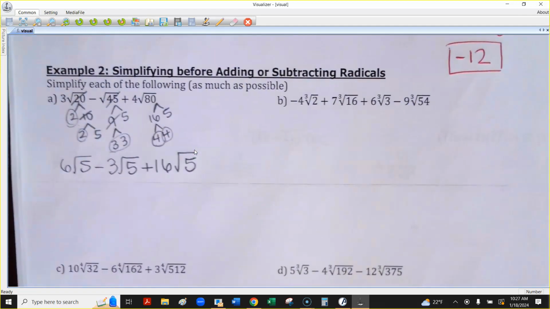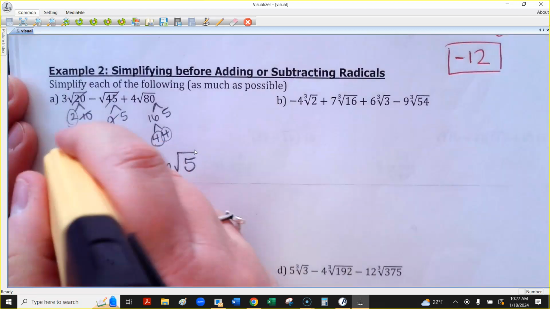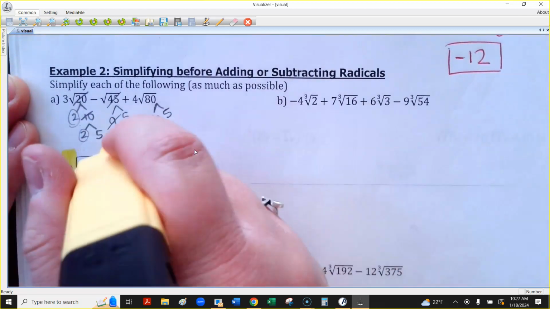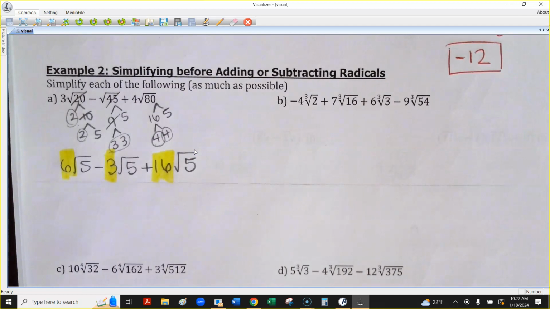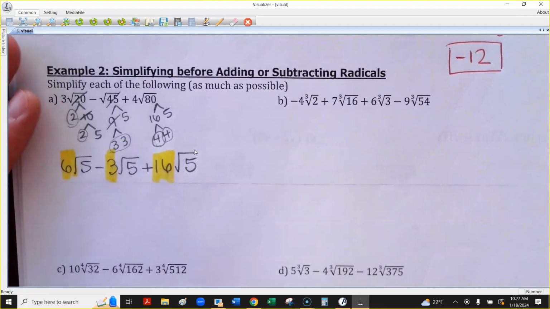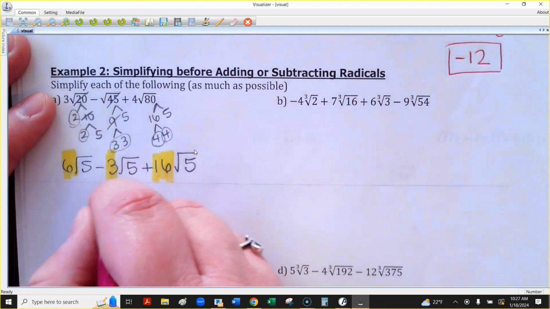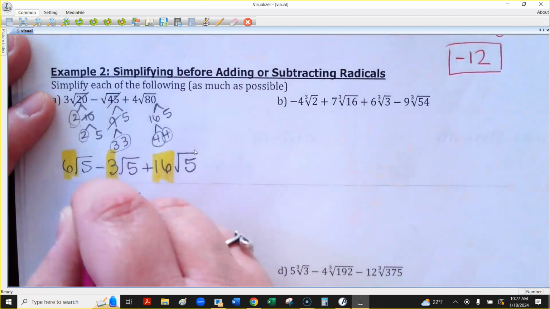So initially when I looked at that problem, they were not like radicals when I was looking at it, but if I actually take and go through and do our breakdown and put them in simplest radical form, all 3 of these are like radicals. They all have a radical 5. So all you have to do to simplify is literally just take those numbers. So it would be like 6 minus 3 plus 16, and then the square root of 5 would be following that. It's not going to change. So it should be 19 roots of 5.